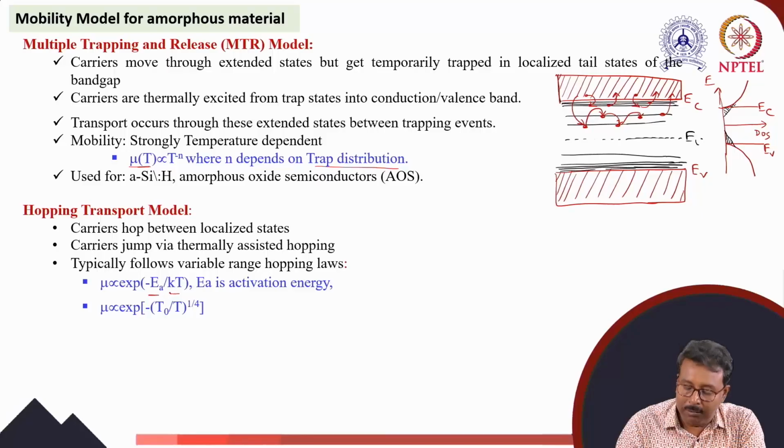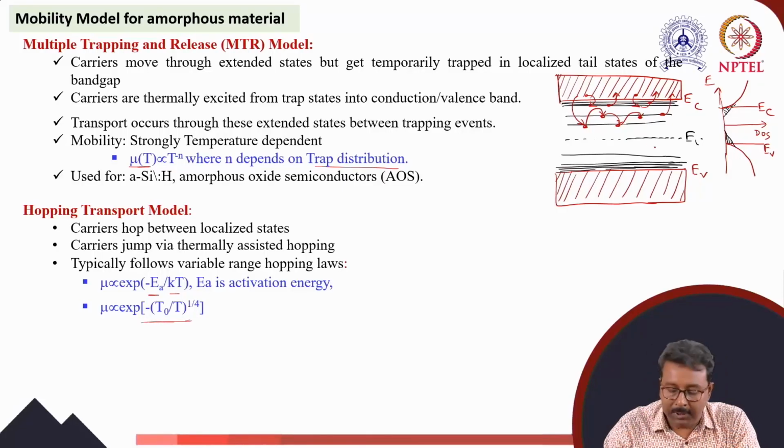It depends on the exponential minus value, and it is also inversely related to the temperature. And mu is proportional to exponential minus T0 by T to the power 1 by 4. There is also another formula. These are related to this hopping transport model.